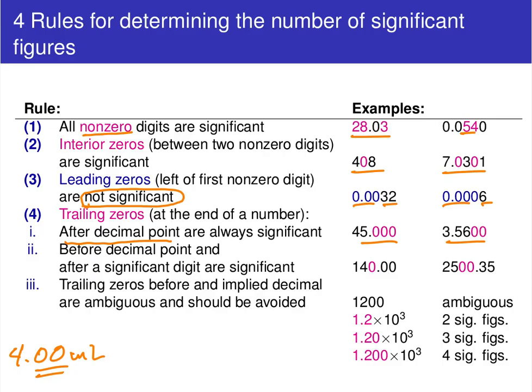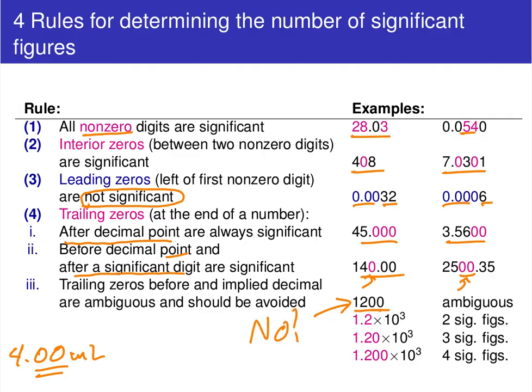Now, if we have zeros before a decimal point and after a significant digit, like we have right here, because we know zeros to the right are significant, this is effectively an interior zero. Same thing going on right here. Those zeros are also going to be significant. Now, with trailing zeros before an implied decimal point, we have some problems. If I just write out 1200, it's not clear whether both of those zeros are significant or none of them are. So you should never write a value like this.